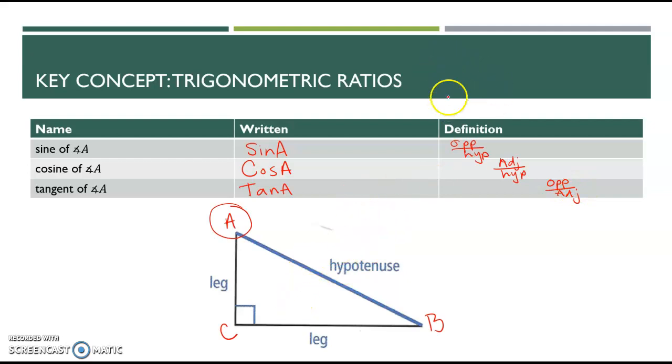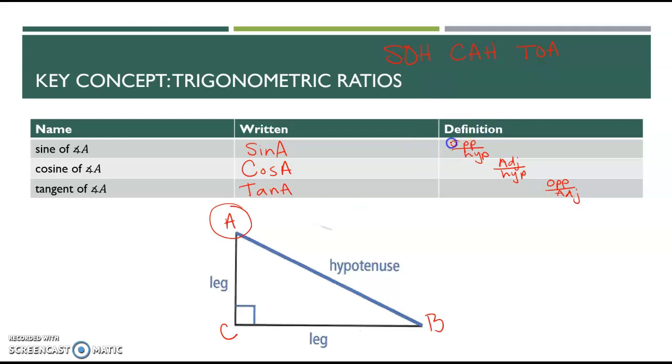The easy way I remember this is I always wrote, even now I'll write at the top of my paper, SOH CAH TOA. And so that's sine opposite over hypotenuse, cosine adjacent over hypotenuse, and tangent opposite over adjacent. Just a way to help me remember.